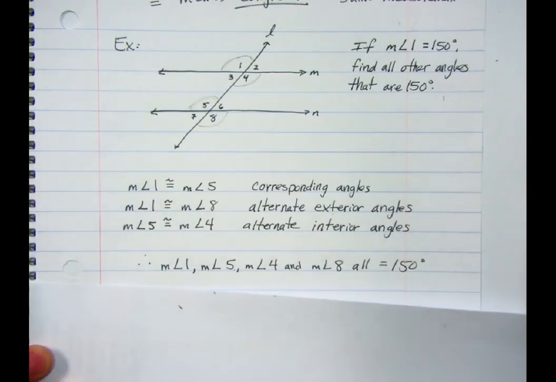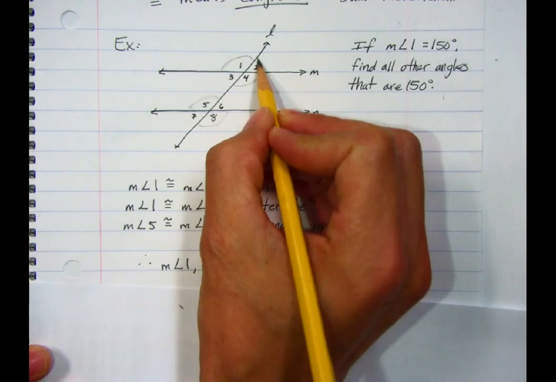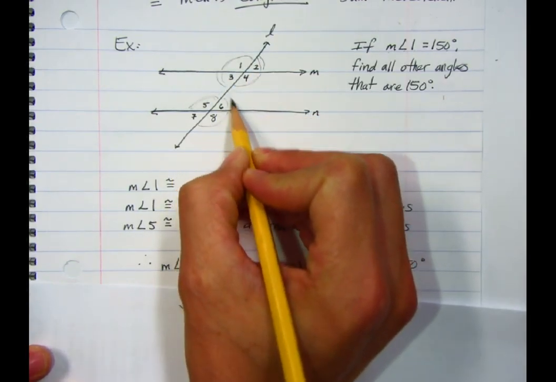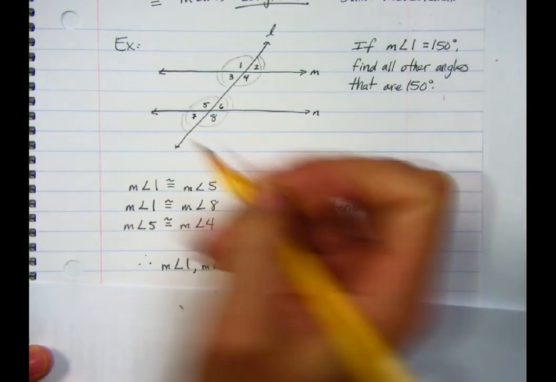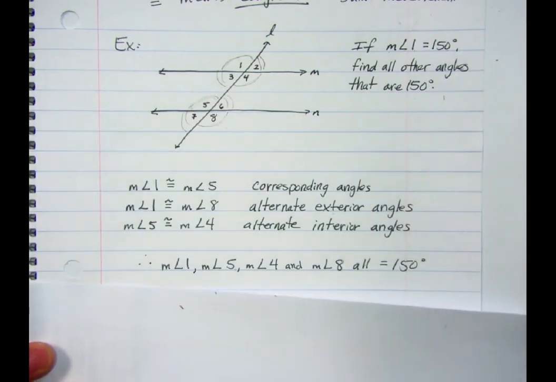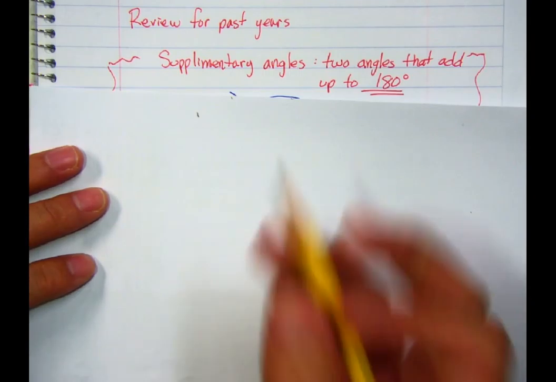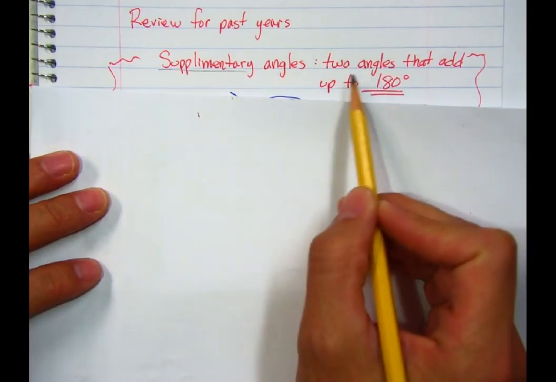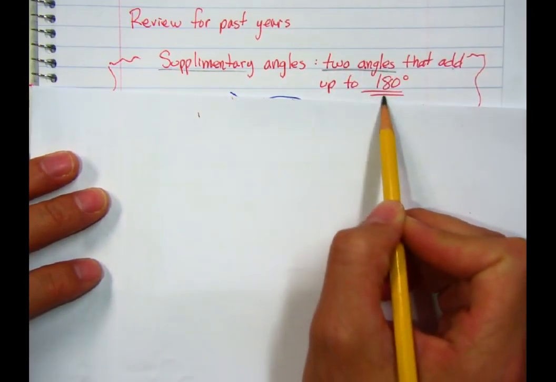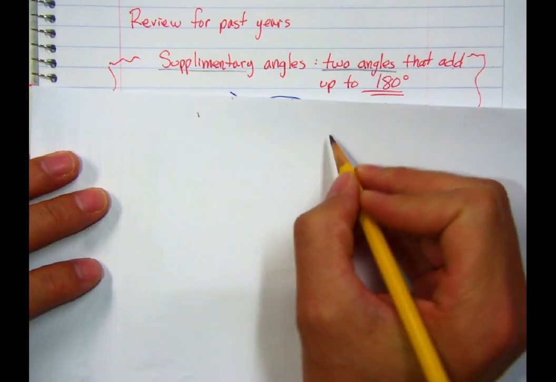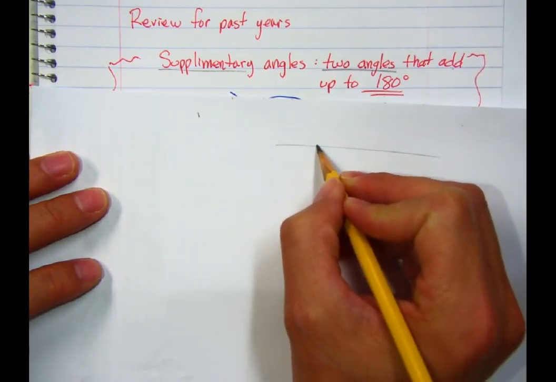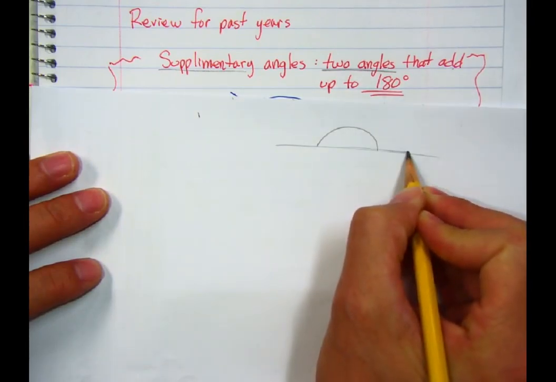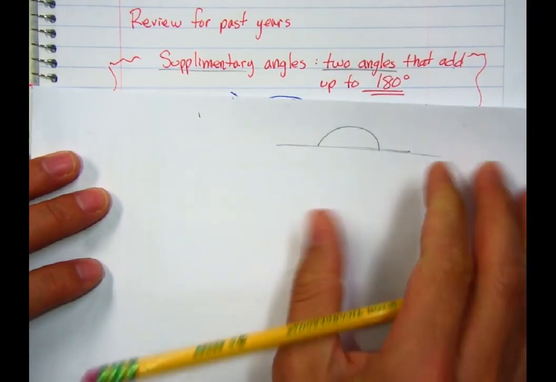All right. So there is a way to figure out what this measurement is here: angle 2, or angle 3, or angle 6, or angle 7. Let's see if we remember this from last year. From the past, you've learned about supplementary angles. Supplementary angles are 2 angles that add up to 180 degrees. 180 degrees is a straight line when you add it all up, half of a circle.